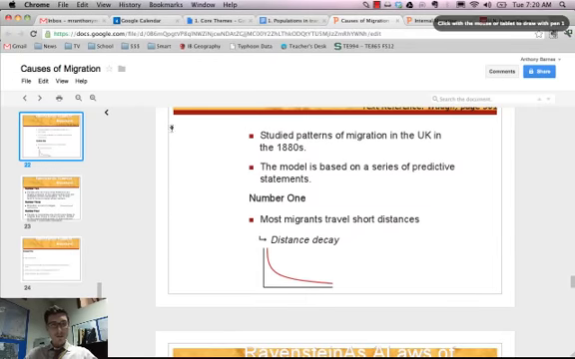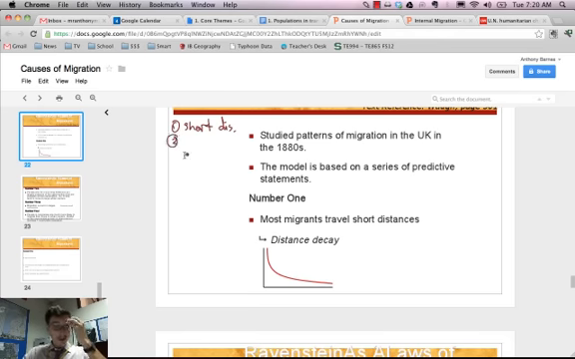The first law is migrants tend to move over short distances. Okay, so most people move short distances rather than long distances. They also tend to move in stages. So from one place, not directly to another, but in stages. From rural to urban. And then also, rich people are tending to move now from urban to suburban.